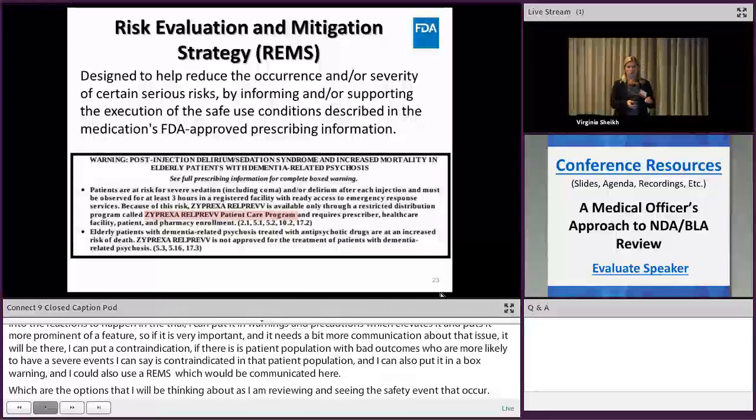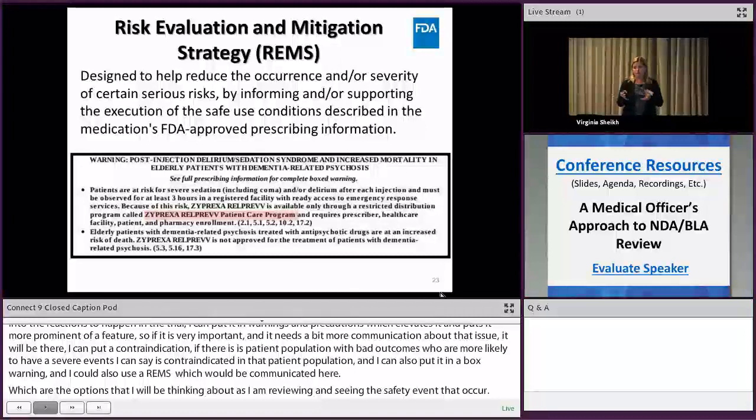So a little bit more on the REMS. These are designed to help reduce the occurrence and/or severity of certain serious risks by informing and/or supporting the execution of safe use conditions as described in the FDA-approved prescribing information. And this is just an example of a long-acting Zyprexa, which can be very helpful because it's long-acting for patients who are experiencing schizophrenia, but it also has serious sedation, including coma. So this is very severe, yet it also could provide benefit for a certain patient population.